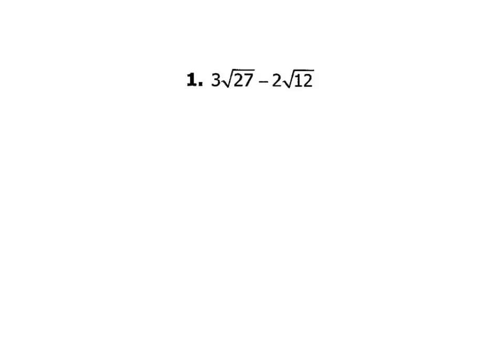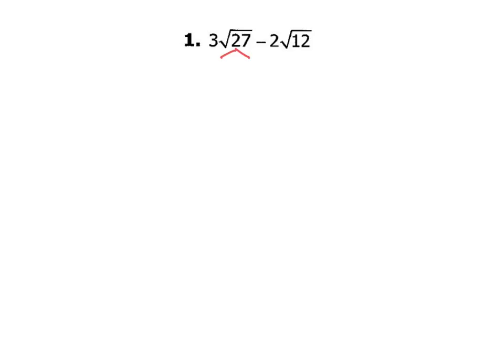All right, the first thing we want to do is simplify these radicals. So what we want to do is break down square root of 27, and we want factors that are perfect squares. So 9 times 3. Rad 9 times rad 3 gives us rad 27. We can break down square root of 12: rad 4 times rad 3 because 4 is a perfect square.